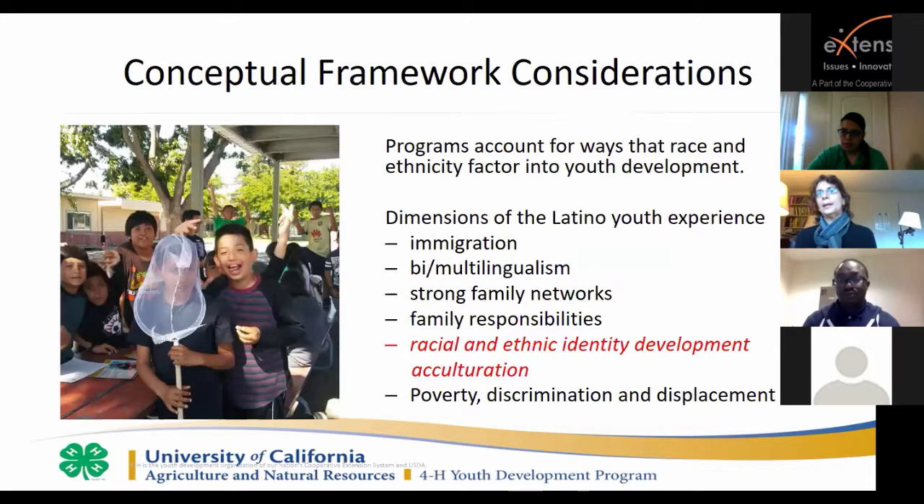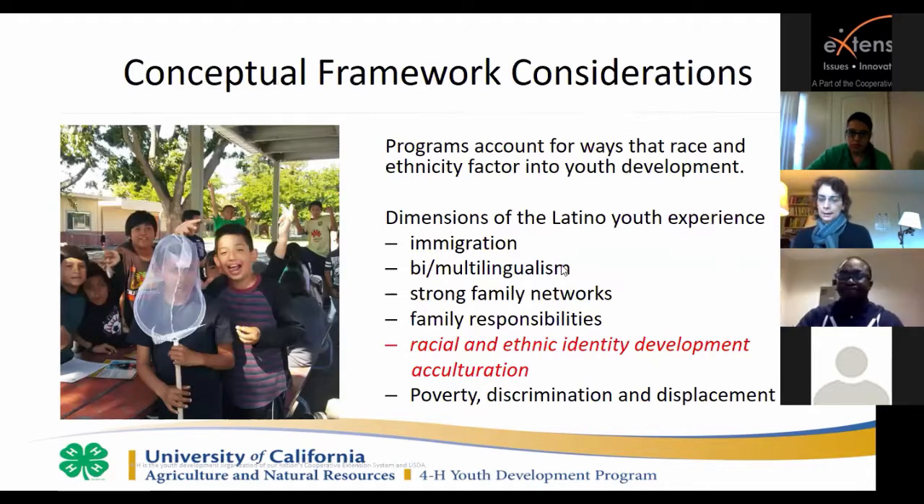And also a special emphasis, and we put this in red, because racial and ethnic identity development, as well as acculturation, are important pieces of the conceptual framework. And what do we mean by acculturation? Acculturation is the process that a new immigrant goes through to get used to the culture of the United States without losing their own culture, as opposed to assimilation, which, maybe in the 70s or before, was about leaving your culture behind and assimilating into the US. The other element present in the conceptual framework is poverty, discrimination, and displacement, and how these impact youth well-being.